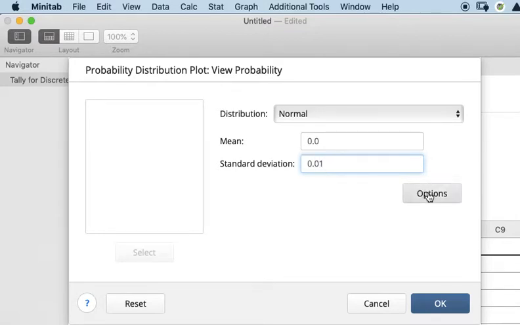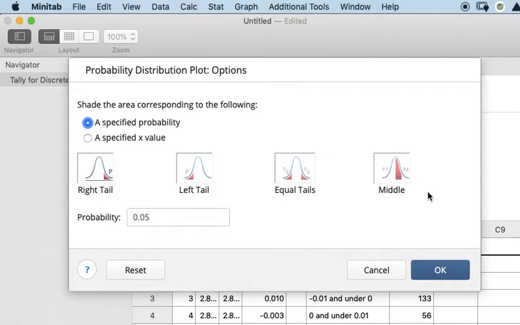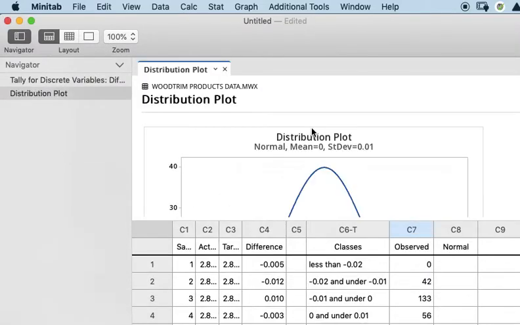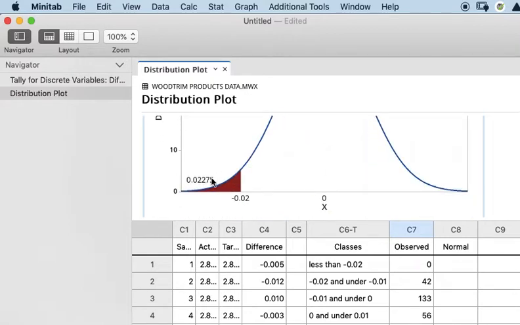Now I'm going to click on Options, and the first row that I'm going to fill in is going to be the less than negative 0.02 row. So I'm going to use a specified x value here. That's a left tail, and put in my x value, negative 0.02. Click OK. And I see that that probability is 0.02275. I'm going to round that to 0.0228. Then I would repeat the process for the rest of the rows of the table.